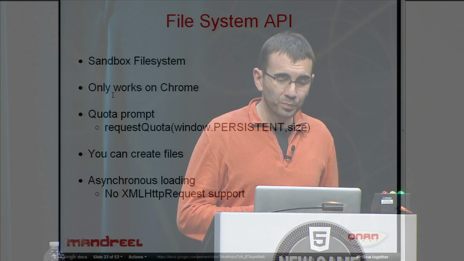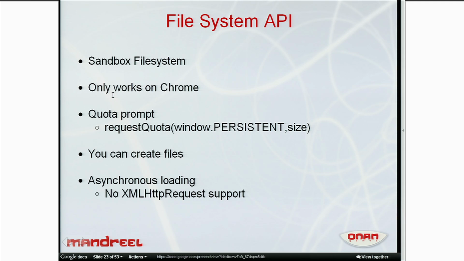For the new games, we are using the File System API. It's a sandboxed file system. You can create files, you can delete files, but it only works on Chrome. The way it works, you ask for quota. Let's say this game is going to use 200 megabytes. The user gets a prompt in the browser asking, this game is going to use 200 megabytes of storage, do you want it or not? If the user says yes, you can save things locally.